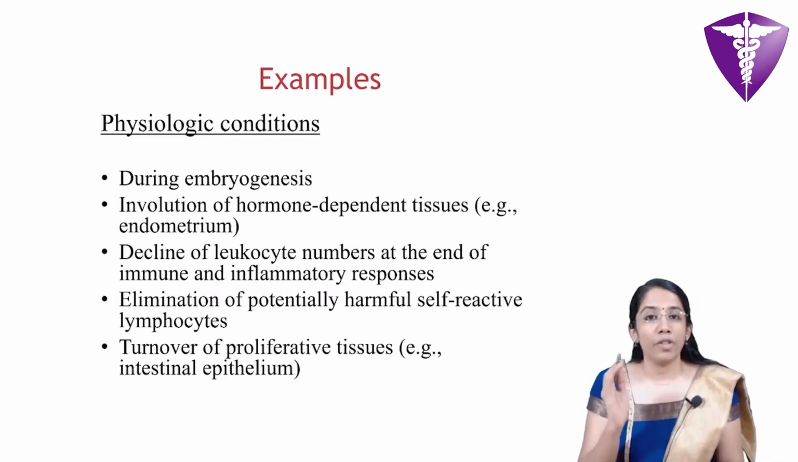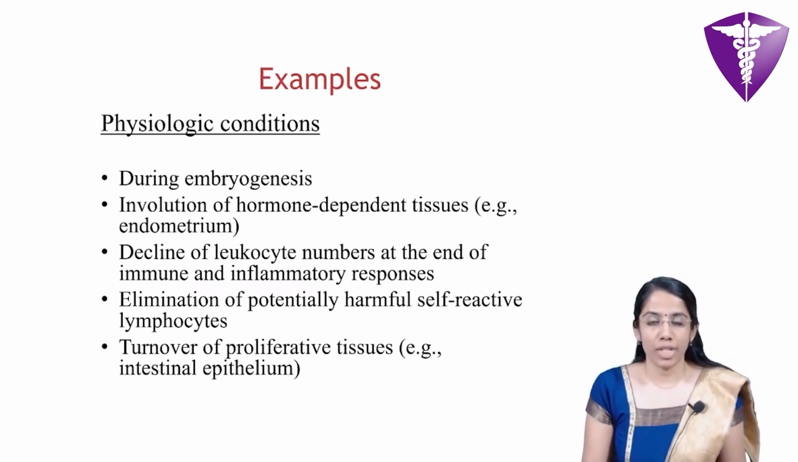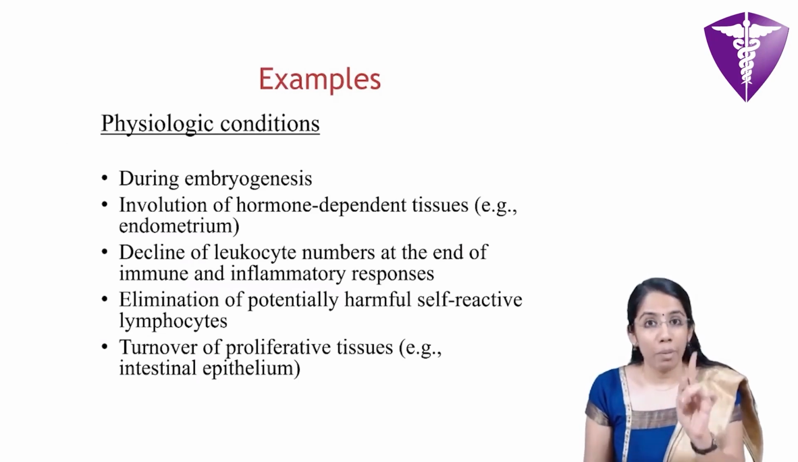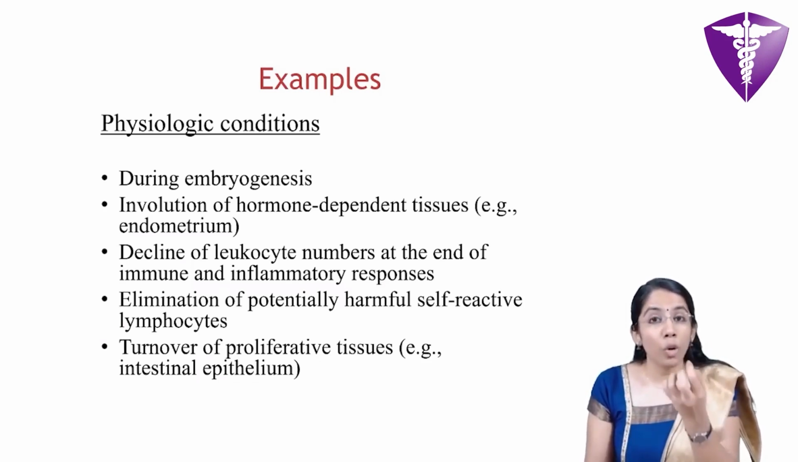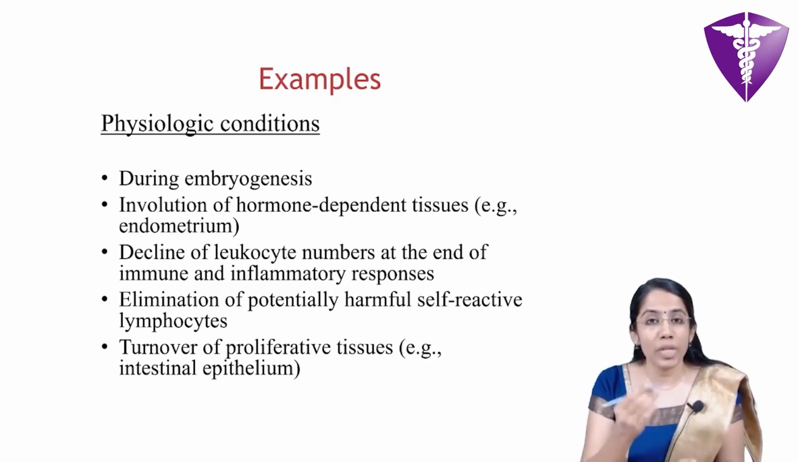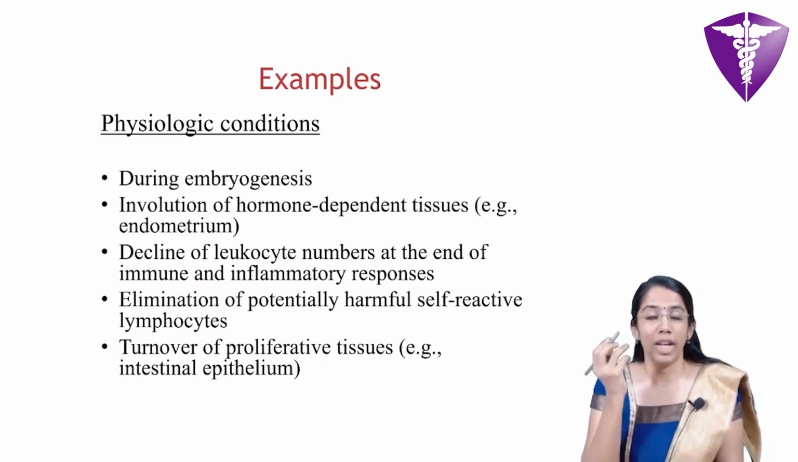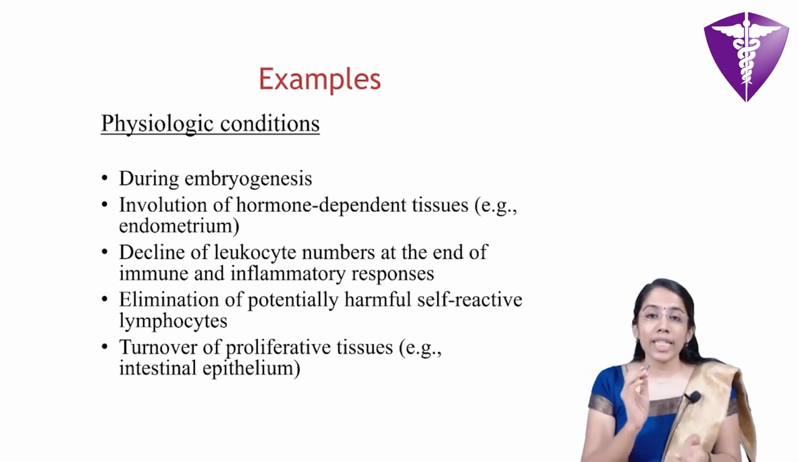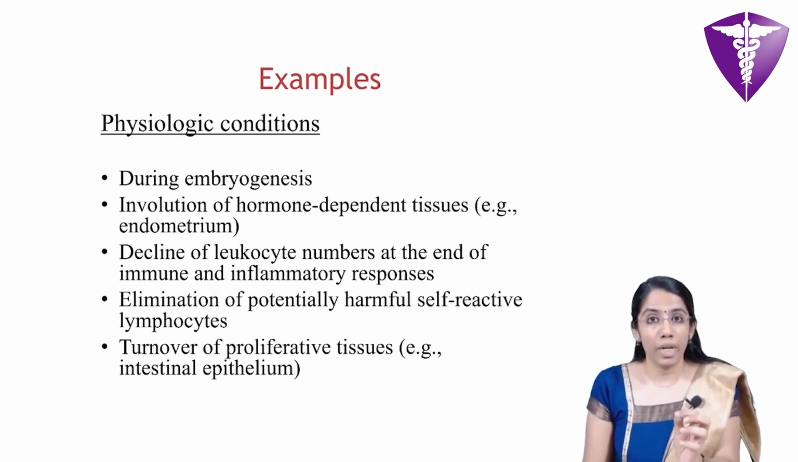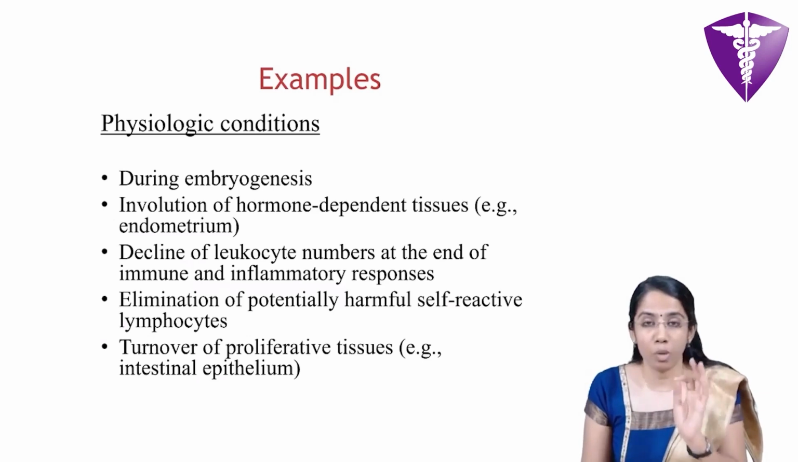Apoptosis can occur in physiologic as well as pathologic conditions. Examples of physiologic conditions in which apoptosis occurs: one is during embryogenesis. During normal development, certain organs undergo involution, atrophy. That is by apoptosis. Then the next example is involution of hormone-dependent tissues, for example endometrium. During the normal menstrual cycle, it undergoes involution, that is, it undergoes shrinkage, by apoptosis. And the next example is decline of leukocyte numbers at the end of inflammatory responses.